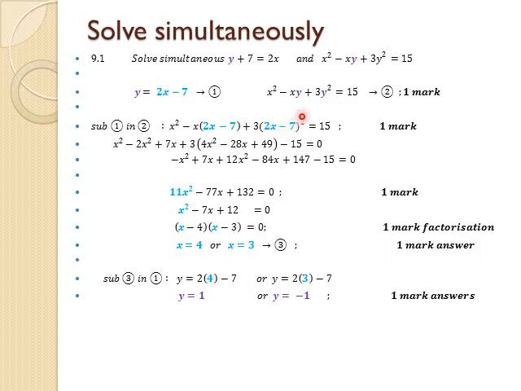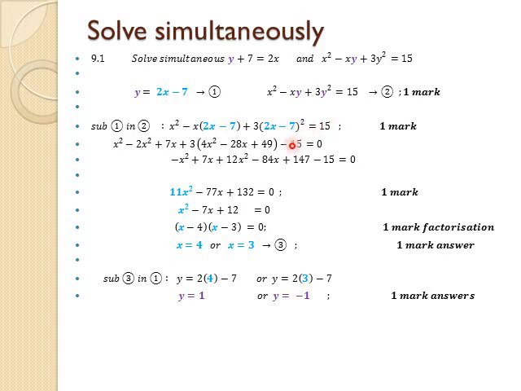Negative 14x times the 2 gives me negative 28x. Negative times negative is positive. 7 times 7, 49. So don't multiply 7 by 7 and forget about the negative. It doesn't become negative 49, but plus 49. And if I bring plus 15 over, it becomes negative 15.